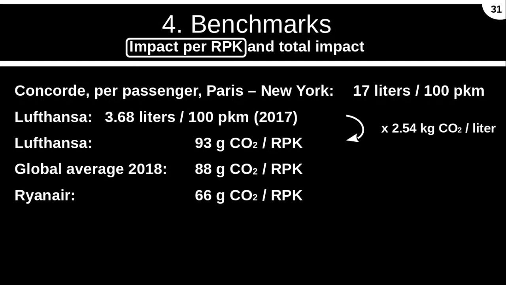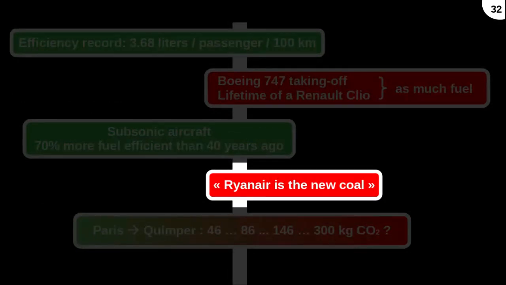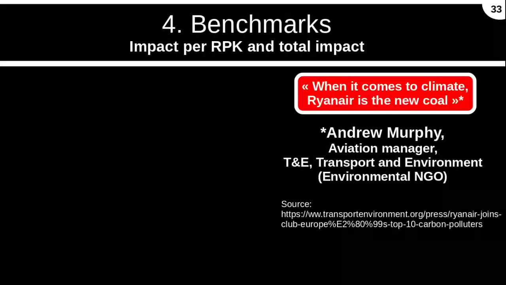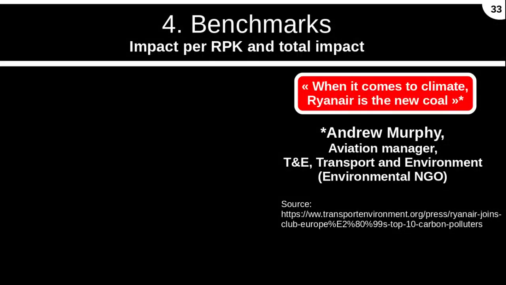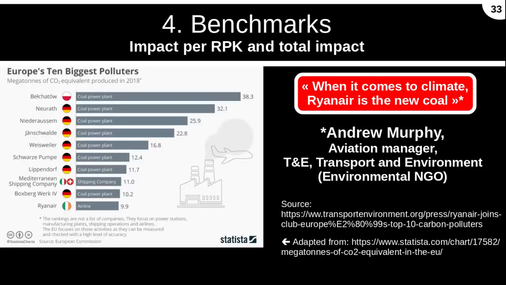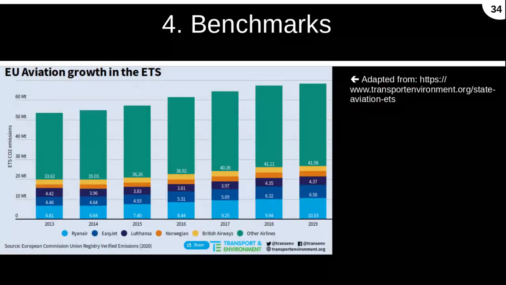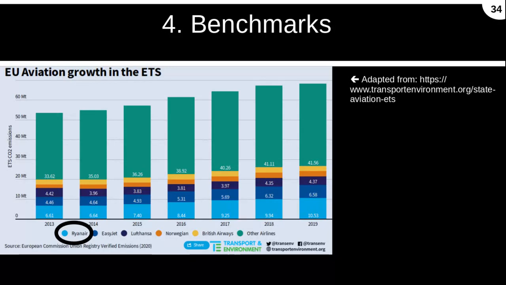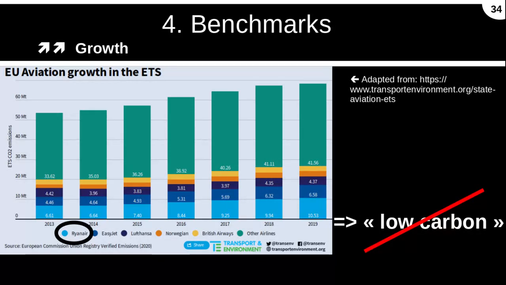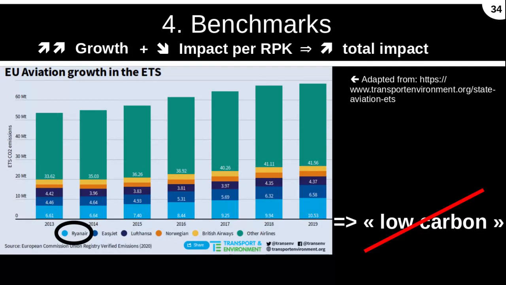But what if you decide not to consider ratios but total emissions? Do you remember this? Ryanair is the new coal. This was a statement by a manager of an environmental NGO about climate, because Ryanair entered the top 10 EU CO2 emitters in 2018, and most top 10 emitters are big plants burning coal. Additionally, Ryanair, in light blue, contributes to the growth of EU aviation emissions. This explains the ban on low-carbon ads. Of course, if the growth of air travel emissions outweighs the decrease of emissions per passenger and per kilometer, then the global impact is worse.